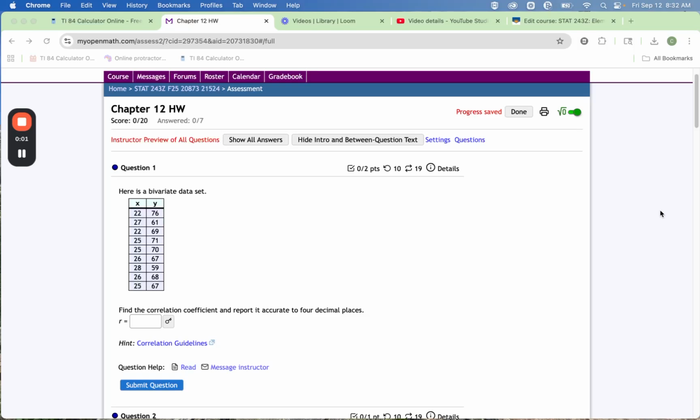Hi everyone, we are doing chapter 12. This is going to be a little different from other chapters. There's no handwritten notes for this chapter, it's just straight up plugging stuff into the calculator. So we're just going to run through about four of the problems from the chapter 12 homework, maybe five, we'll see. And then hopefully you'll be able to take care of it.